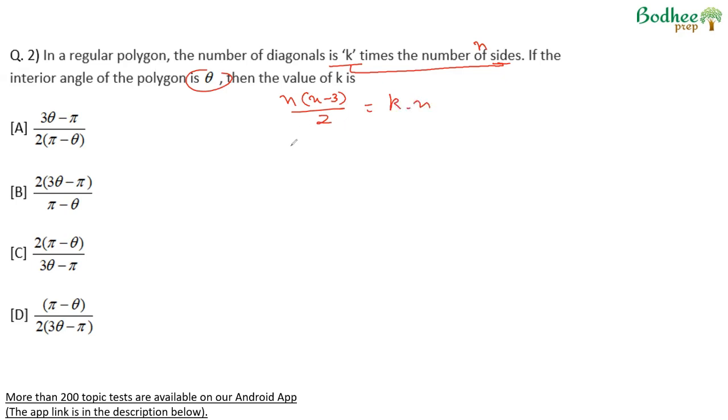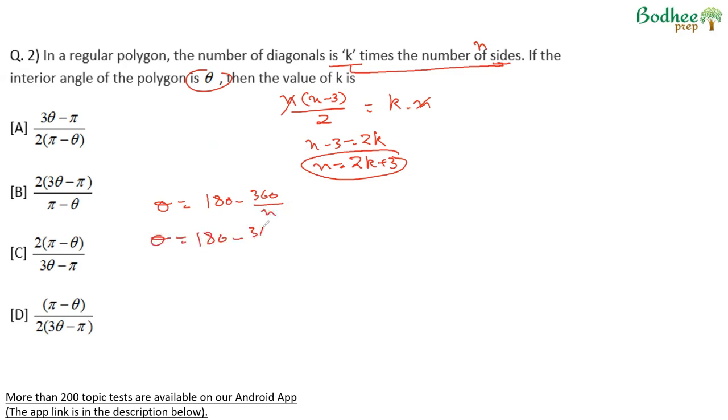So from here we can say n and n cancel. So n minus 3 upon 2 is equal to k. So n minus 3 is equal to 2k, or n is equal to 2k plus 3. That is the first relationship. Interior angle of the polygon is theta. So theta is equal to 180 minus 360 upon n. But we know that the value of n is 2k plus 3. So from here, we will rearrange to get the value of k.